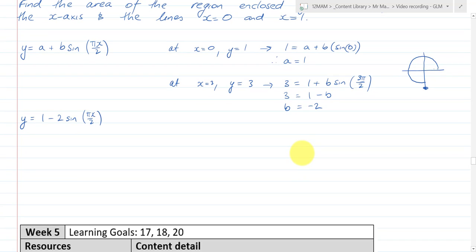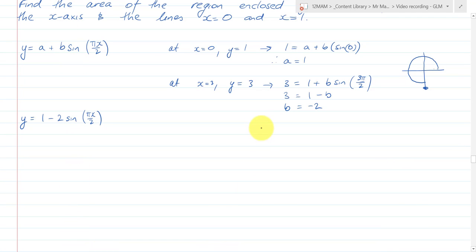Now it's important to take a moment to think about what the shape of this graph will be. I've done the hard work, and now I just need to draw the graph between 0 and 1. It's still a sine graph. It's got a shift of 1, that's the center of equilibrium, and it's got an amplitude of 2, but it's negative, so it goes down first. So it's going to go like that. We want to find the area before 1, but there's an x-intercept in there that might be a problem. So you have to be a little bit careful of that.